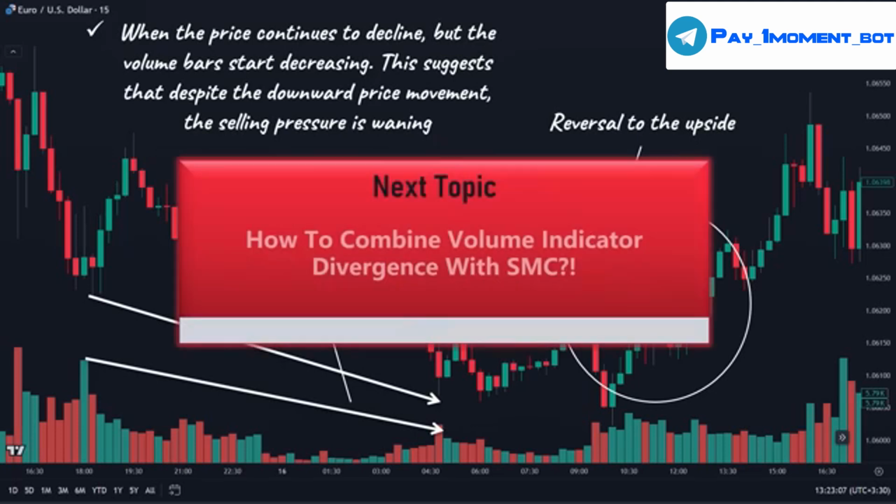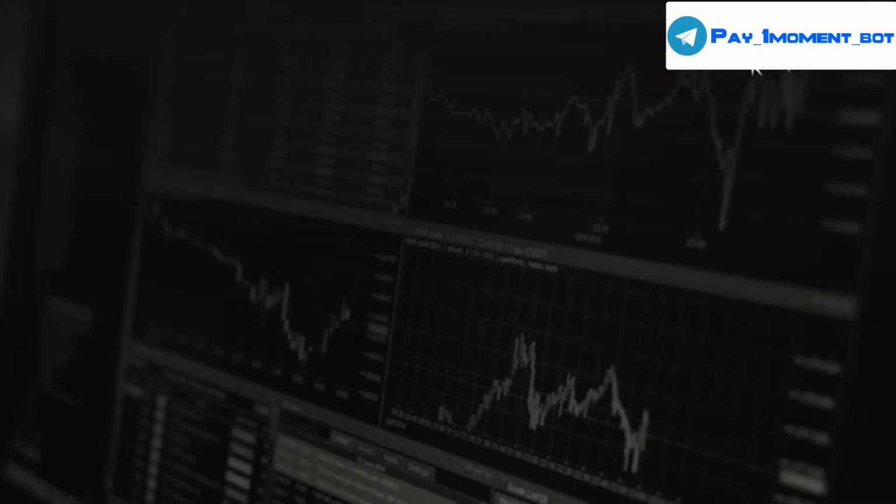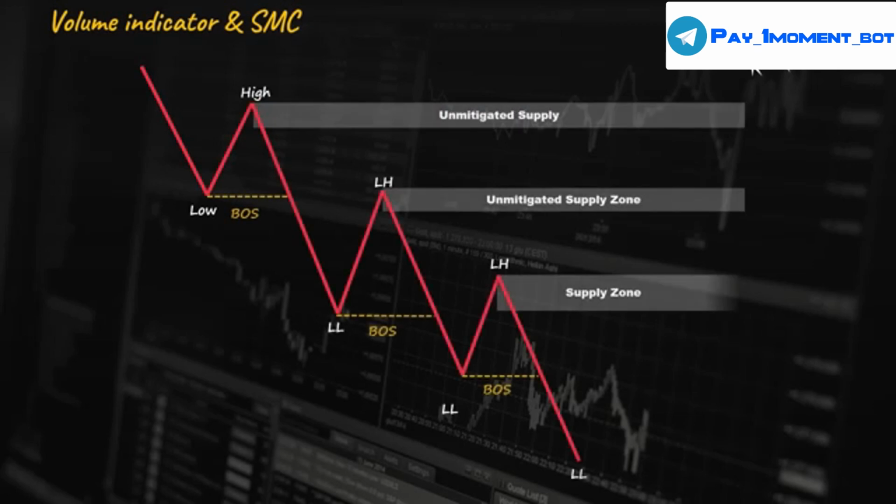Now let's see how we can combine volume indicator divergence with smart money concepts to gain extra confirmation and increase the reliability of our potential trades. Let's imagine that we have a bearish structure on the higher time frame like the one illustrated. We see that the price's general direction is a downtrend, as it has created successive break of structures to the downside and also supply zones attributed to them.